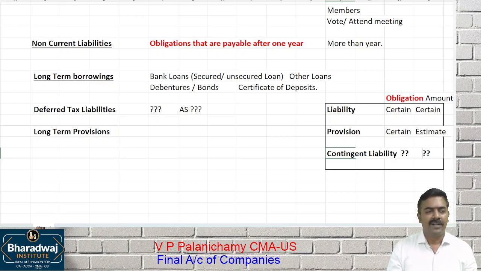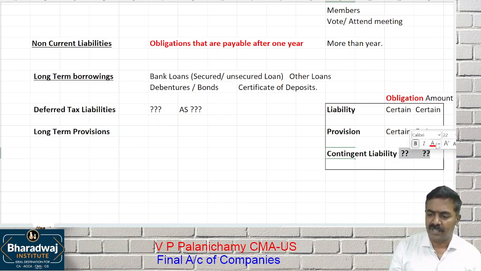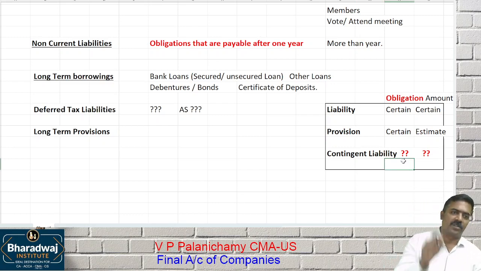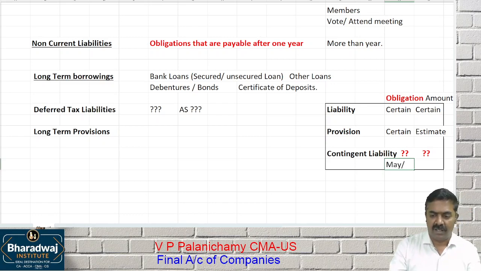What is the amount? Customer has claimed 55 lakhs. What the court may say? Court may say 20 lakhs, 25 lakhs, 30 lakhs, or entire 55 lakhs also. That is called as which one? Contingent liability. Contingent liability, obligation or amount or both may be what? Question mark. Question mark means may or may not.